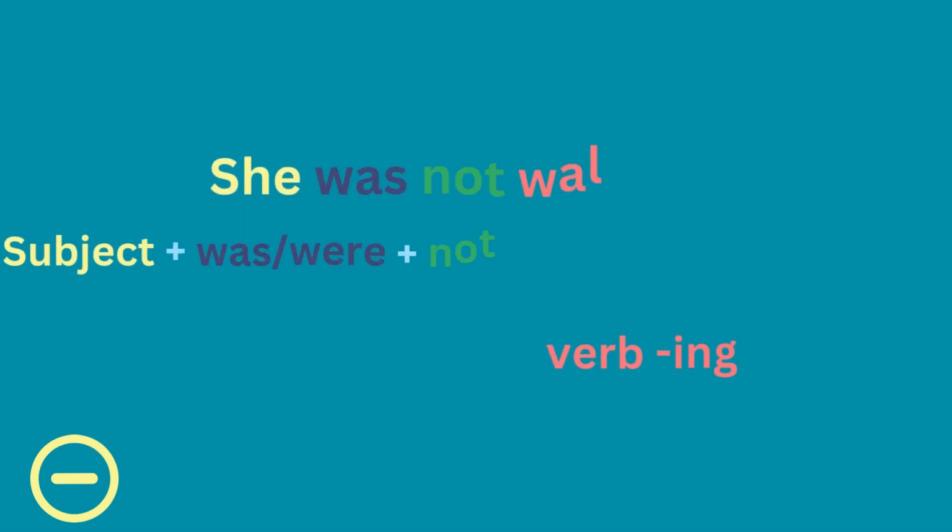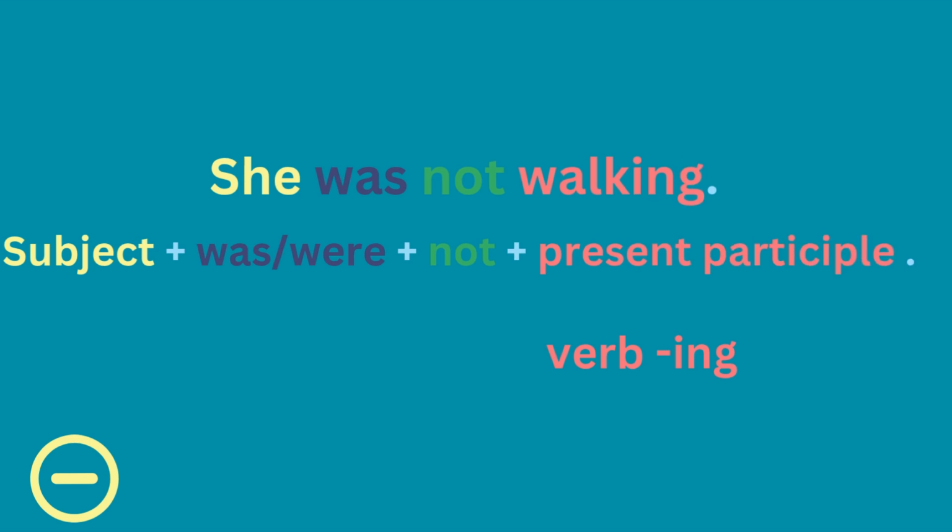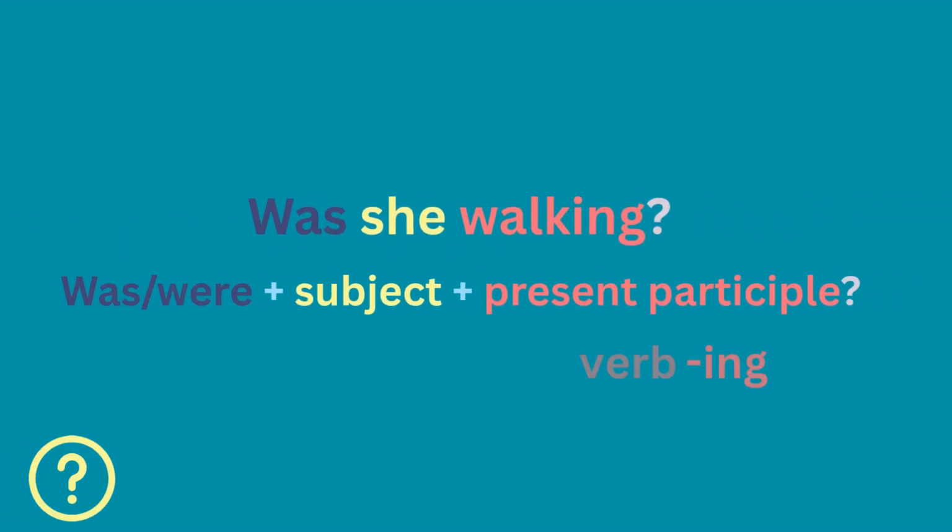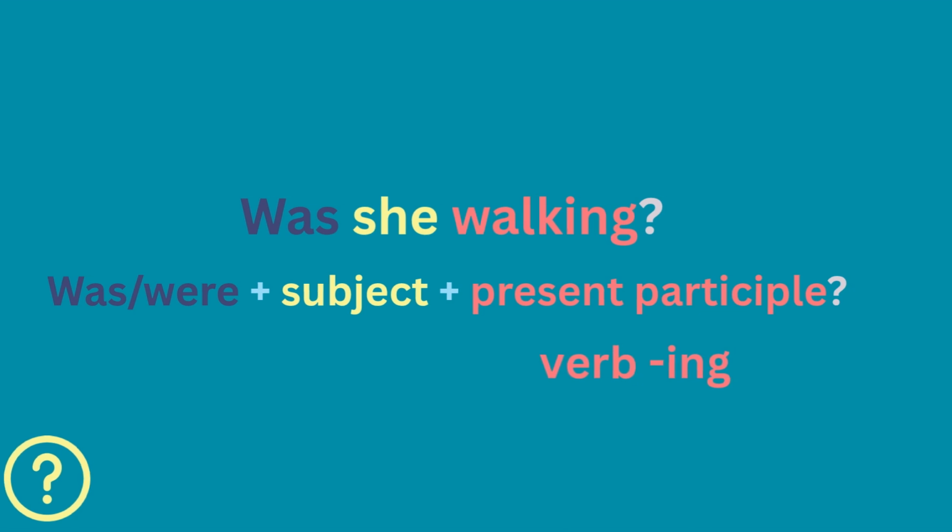To make it negative, "She was not walking," it's as simple as adding "not" in between was/were and the present participle form of the verb. If we want to make it interrogative, "Was she walking?", all we have to do is switch the form of "to be" with the subject.